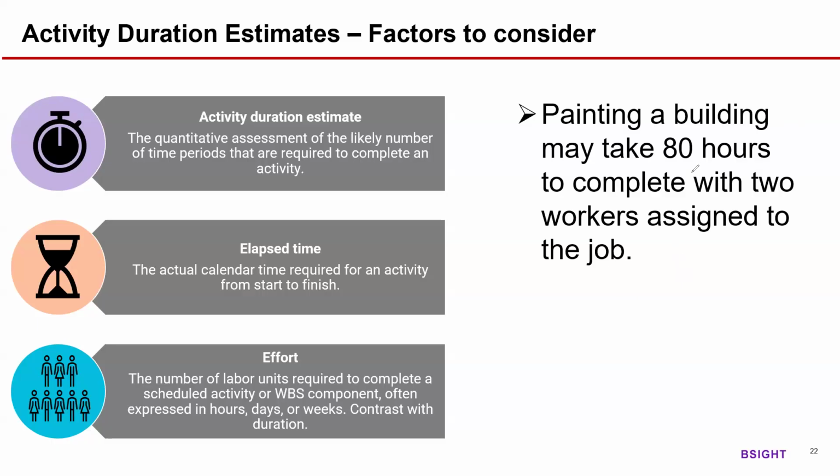The information given after that is not relevant or not required. It says, our training is for 5 weeks. So duration is 5 weeks. Elapsed duration is 5 weeks. Painting will take 80 hours to complete. Duration is 80 hours. Yep, simple.